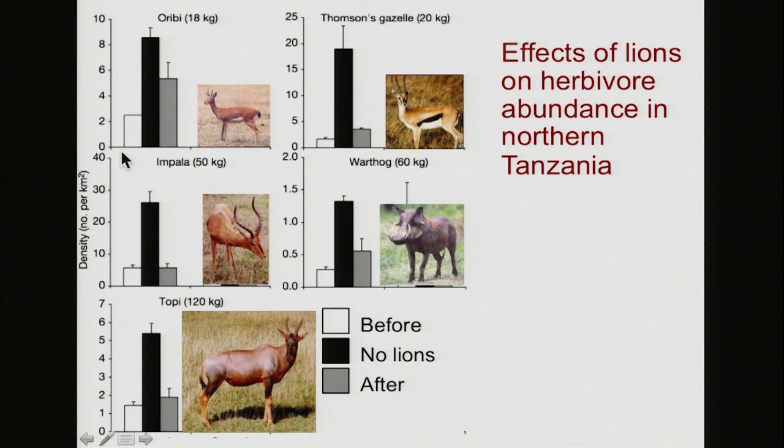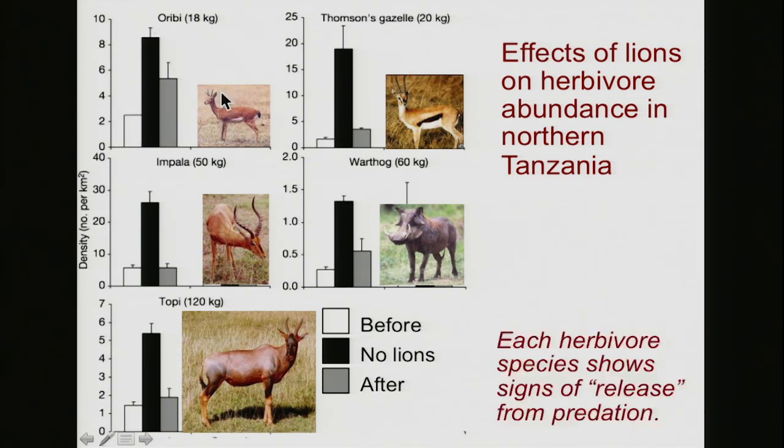When the lions are removed from the area, the oribi, impala, topi, gazelle, and so on populations all exploded. And then when lions came back to the area, the prey populations again declined. This burst in number when the lions have been removed is known as release. Each one of these herbivore species shows signs of release from predation. Their numbers increased dramatically.